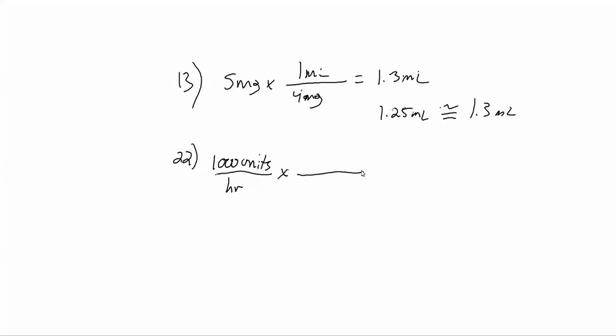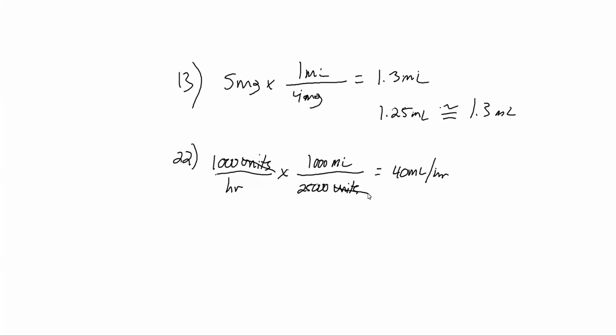So I don't want units, right? I want milliliters. So I have 25,000 units of heparin in a 1,000 milliliter IV. And then you just do your math and you get 40 milliliters per hour. So all I'm trying to do here is cancel out units.